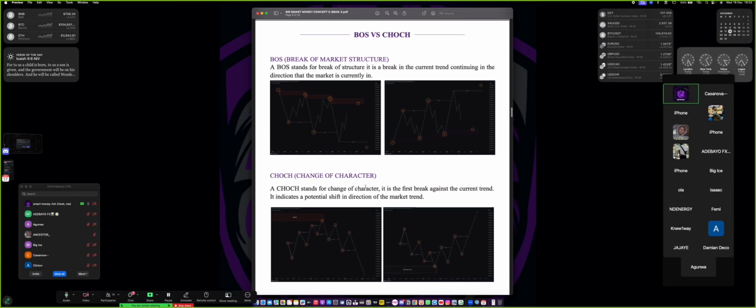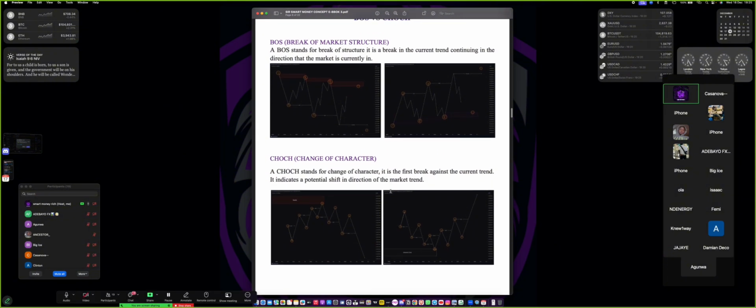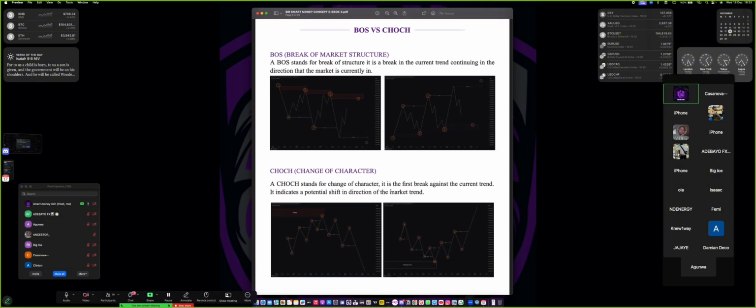Now what we'll be talking about today is the difference between a change of character and a break of structure. These things are very simple to understand but difficult to identify on the chart because they look similar. So today, let's take a dive into how I trade market structure, breaks of structure, and how I trade change of character.